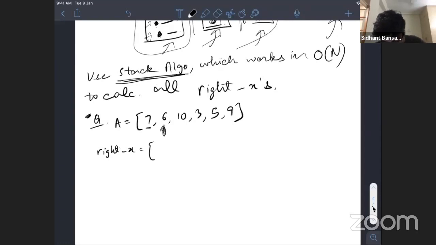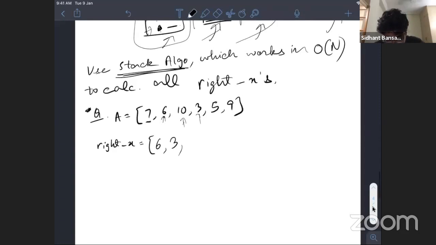For 7, what's the right element? It's 6, the first element smaller than 7. For 6, it's 3, the first element smaller than 6 to the right of 6. For 10, the first element smaller than 10 to its right is 3. For 3, let's say there is a 0 here. Then it's 0. For 5, it is 0 again.